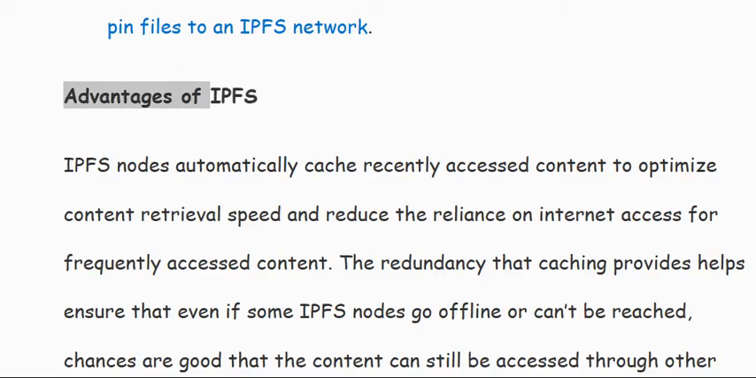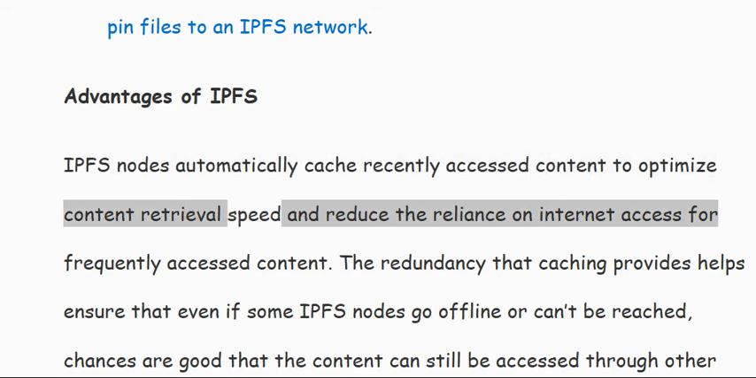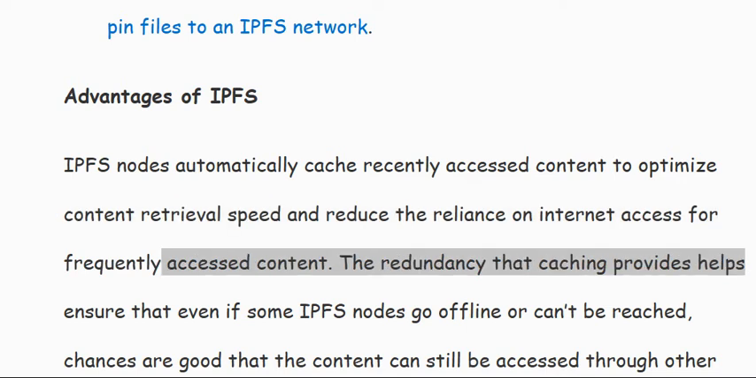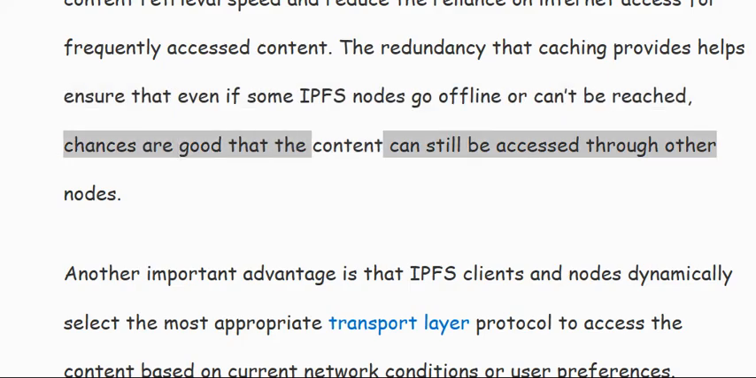Advantages of IPFS. IPFS nodes automatically cache recently accessed content to optimize content retrieval speed and reduce the reliance on internet access for frequently accessed content. The redundancy that caching provides helps ensure that even if some IPFS nodes go offline or can't be reached, chances are good that the content can still be accessed through other nodes.